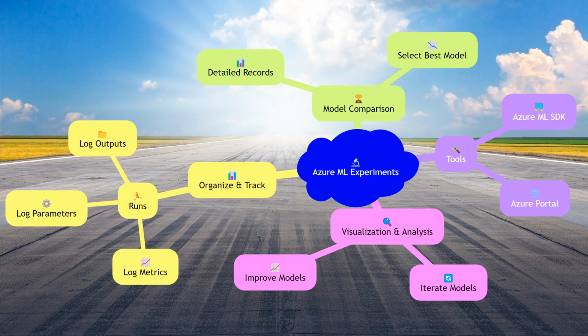Experiments in Azure ML are used to organize and track the runs of your machine learning tasks. Each run can log metrics, parameters, and outputs, providing a detailed record of the model training process. This tracking is essential for comparing different models and selecting the best performing one. The Azure ML SDK and the Azure portal offer tools to visualize and analyze experiment results, making it easier to iterate and improve your models.